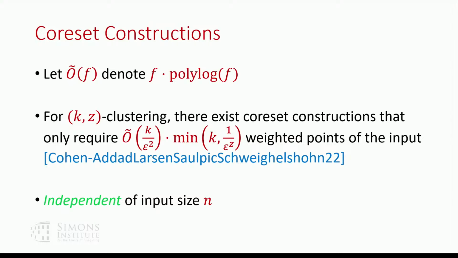You're remembering what z stands for here? Oh, z is the power of clustering, how much we scale each cost by, the exponent. So I guess if it makes things easier, you should think of z as either 1 for k-median or z equals 2 for k-means. Thank you.